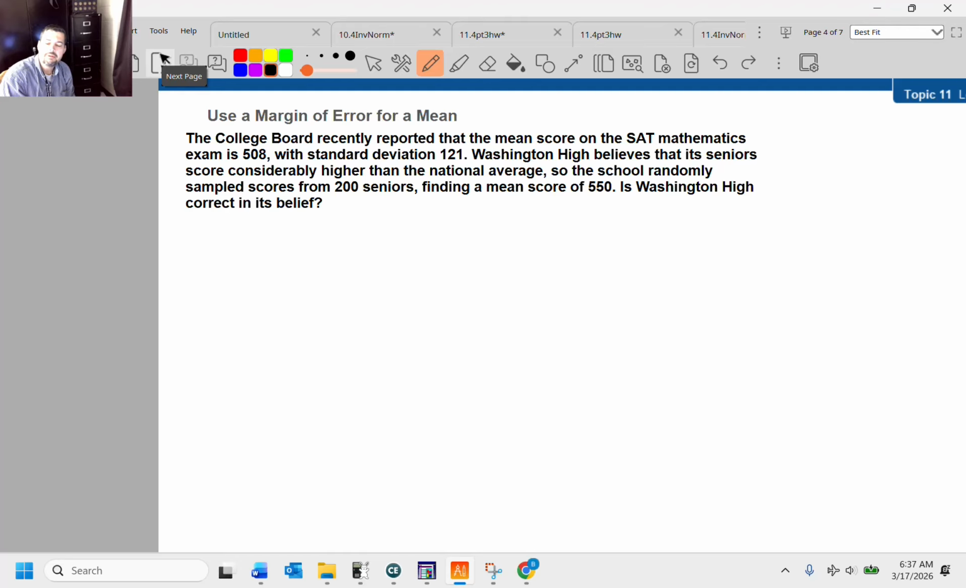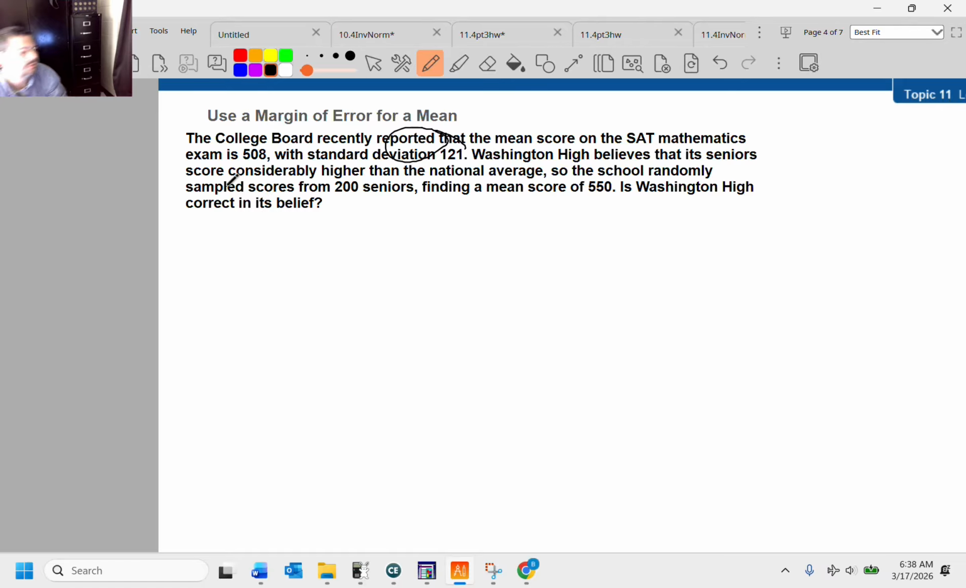College Board recently reported the mean score on the SAT mathematics exam is 508, with a standard deviation of 121. Washington High believes that its seniors score considerably higher than the national average, so the school randomly sampled scores from 200 seniors, finding a mean of 550. Is Washington High correct in its belief? All right, so we're going to have to use the standard deviation from the national poll here, which is fine, which is probably the right way to do it.